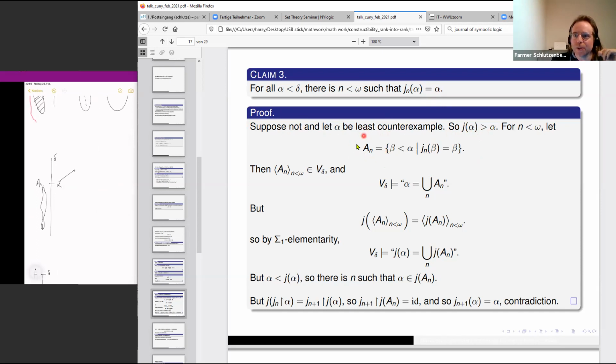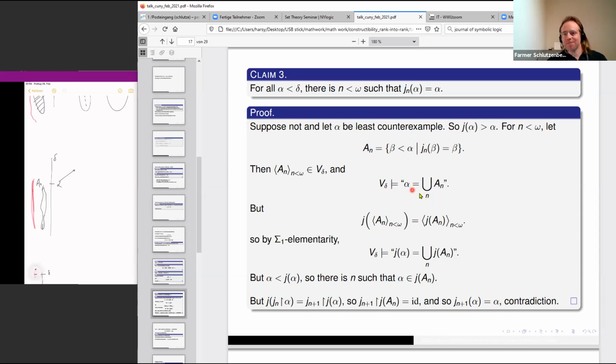So now let's just look at the ordinals below alpha. We know that each of them is eventually fixed. So just look at the set A_n of ordinals beta less than alpha such that J_n of beta equals beta. So that's some subset of alpha. But we know that alpha here is just the union of the A_n by our minimality of alpha.